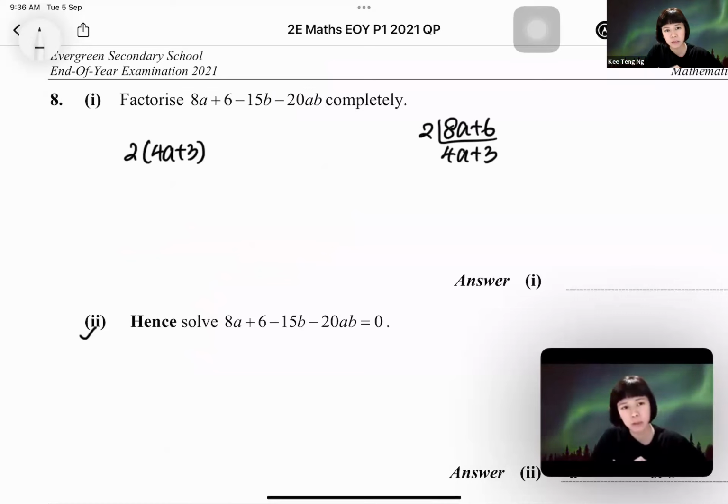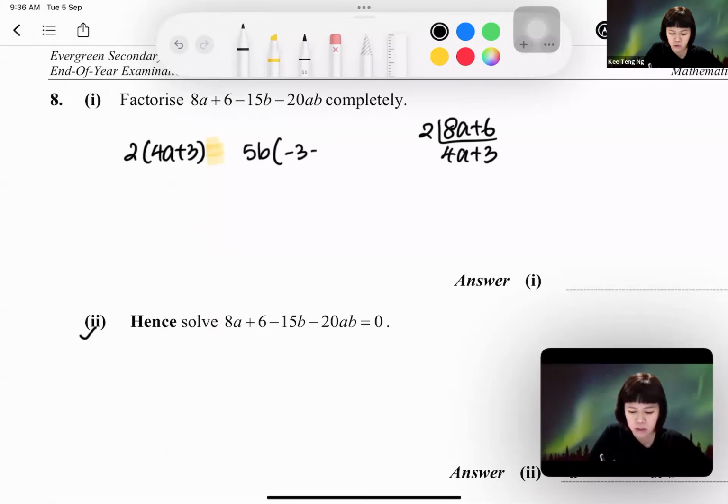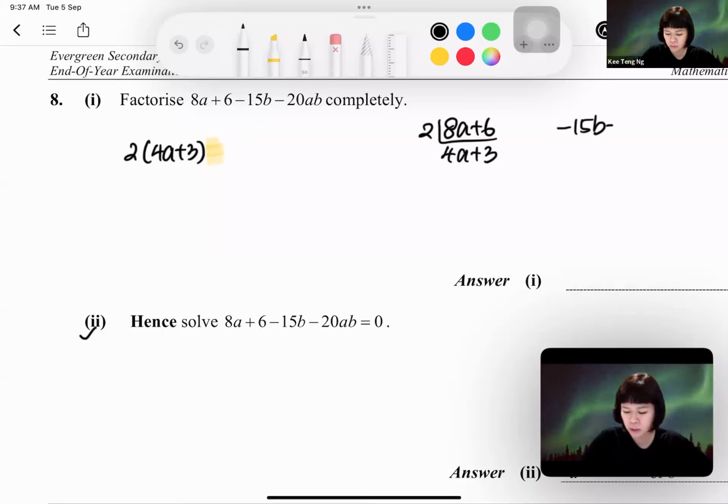If I factorize out the second group, whether I factorize out a positive or negative number, I must make sure I have a sign here. Sometimes some of you just write the numbers, let's say, for example, 5b, then negative 3, 4a, or whatever. This one is not correct if there is no sign in between. So you need to make sure you have the sign. But anyway, this is not my answer. Negative 15b minus 20ab, common factor 5b. So I get negative 3 and negative 4a.